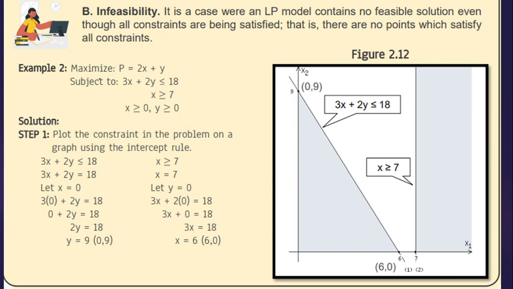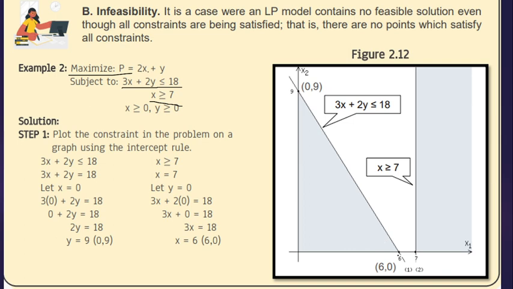Okay, so let's try to answer this. Maximize P equals 2x plus y, subject to 3x plus 2y less than or equal to 18 and x is greater than or equal to 7. As you can see class, there is no intersection point of the two structural constraints.